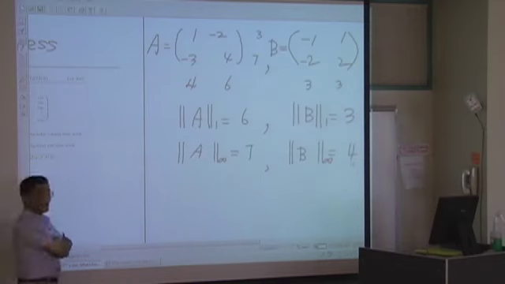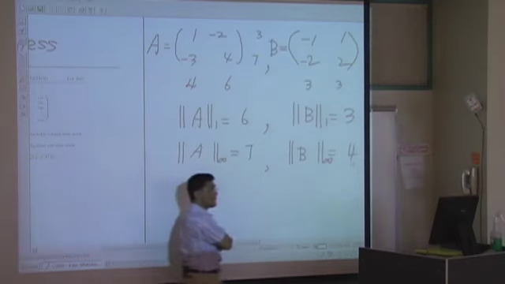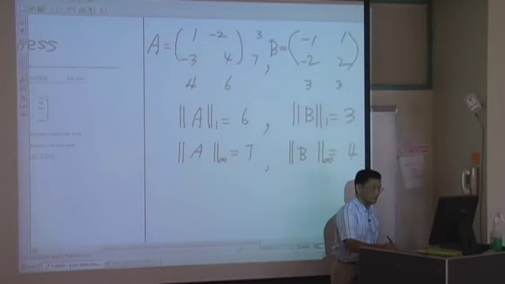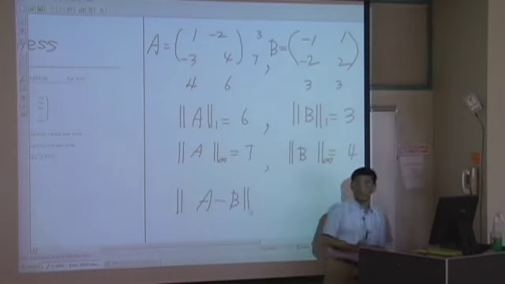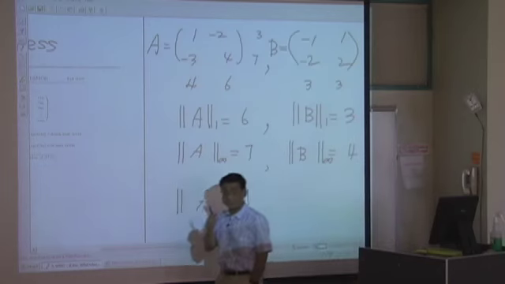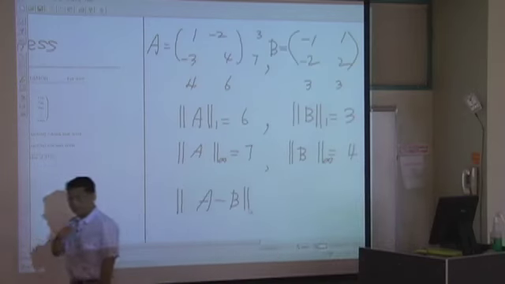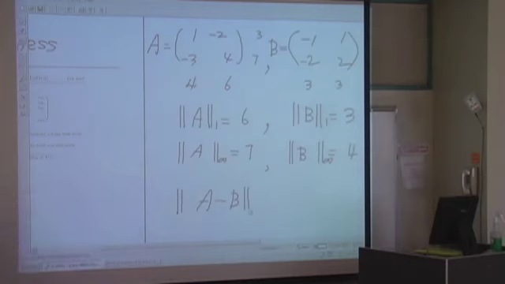Then to check whether matrix A is close to matrix B, what should we do? All we need to do is this: A minus B, norm, right? Do you follow me? We do A minus B, and then check the norm. If the norm is small enough, we say the two matrices are close.